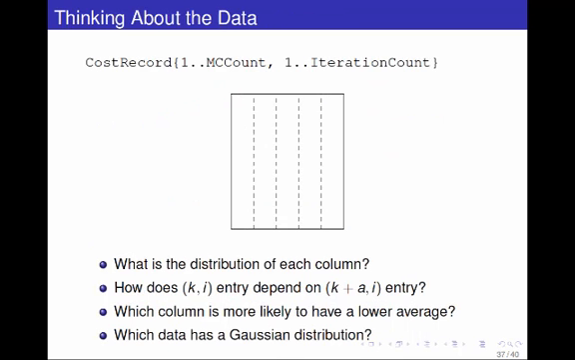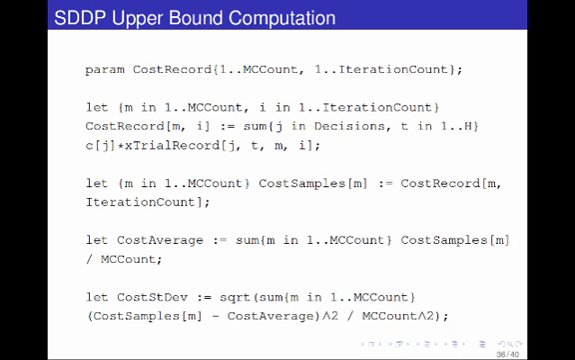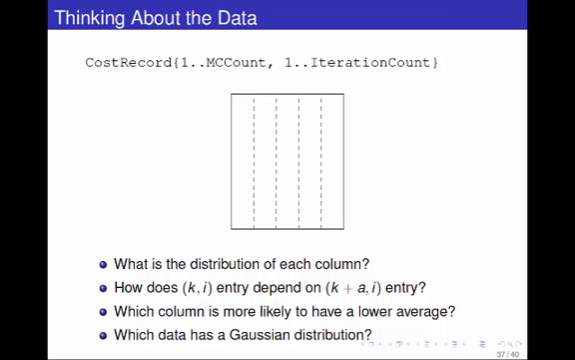Now, let's think a bit about what we can expect from this algorithm as an algorithm. So, like I said, this cost record structure is storing Monte Carlo sample and iteration. So its rows are the Monte Carlo samples, iterations are the columns. What is the distribution of each column? Is it Gaussian?